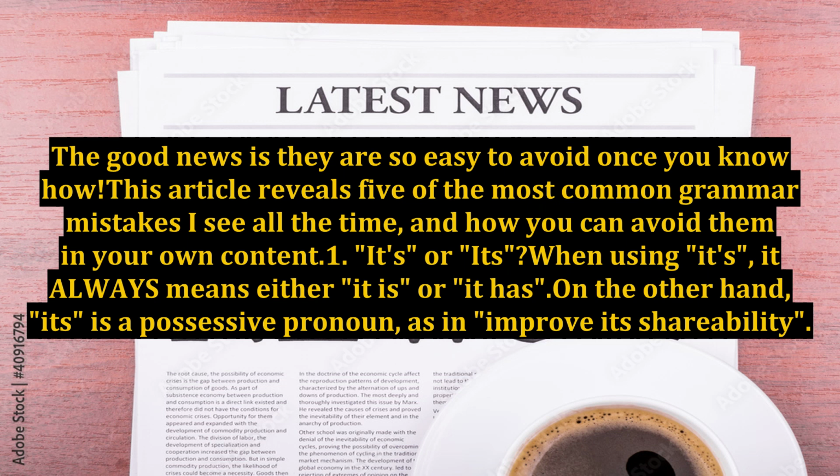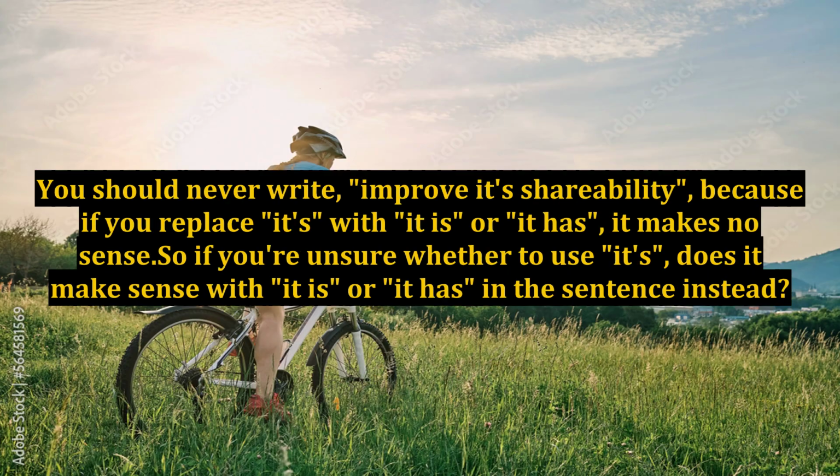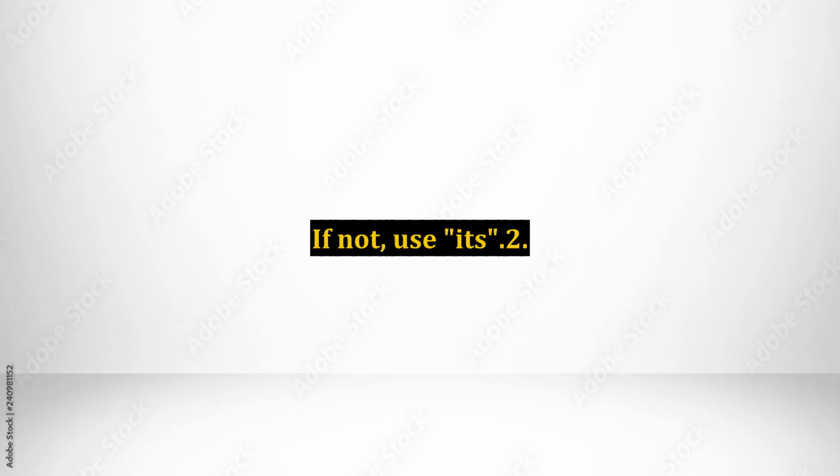Point 1. It's or its. When using it's, it always means either it is or it has. On the other hand, its is a possessive pronoun, as in improve its shareability. You should never write improve it's shareability, because if you replace it's with it is or it has, it makes no sense. If you're unsure whether to use it's, does it make sense with it is or it has in the sentence instead? If not, use its.